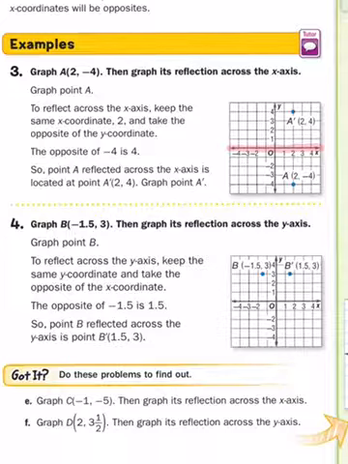Oop, I meant that to be the highlighter. So if I highlight the y-axis, now check out the reflection. So B is right here. It's 1.5 to the left. So its reflection is going to be 1.5 to the right, right here, which is the reflection of B. Notice again that little mark that the arrow is pointing towards.